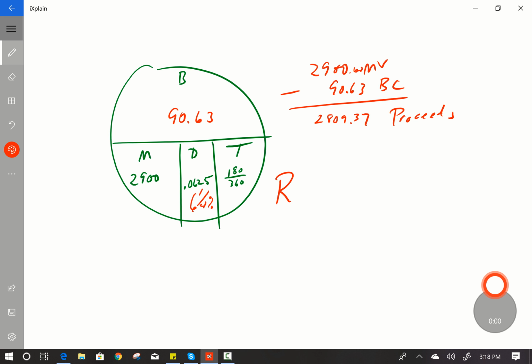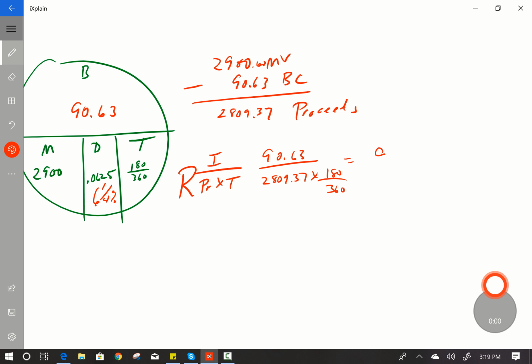Well, the rate is equal to the interest or the bank charge divided by the proceeds, I'll put PR instead of P for principal, times the time. So the interest is $90.63 divided by the proceeds of $2,809.37 times the time of 180 divided by 360. Okay, so let's go ahead and scoot that over to 90.63 divided by, now let's calculate the bottom. So I'm going to clear my calculator, enter 2809.37 times 180 divided by 360, and that equals 1404.685.